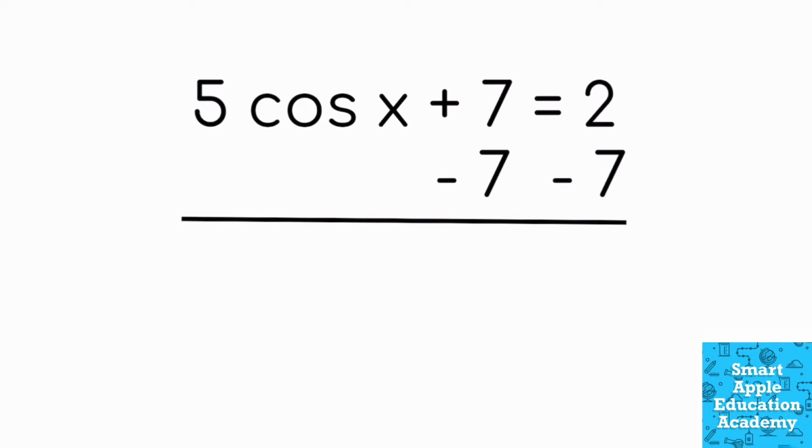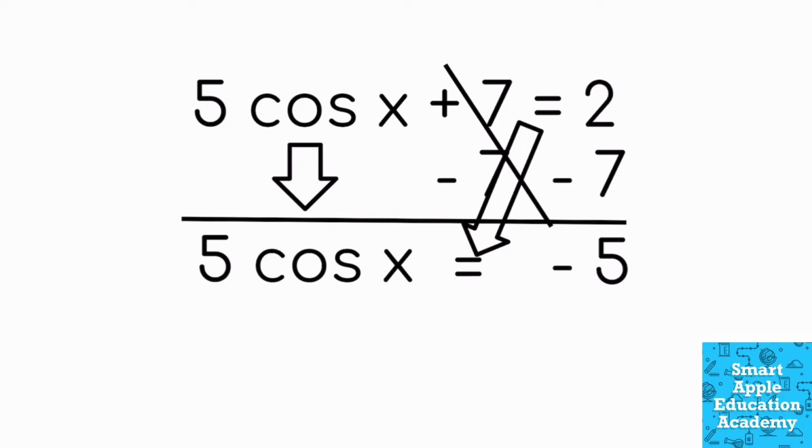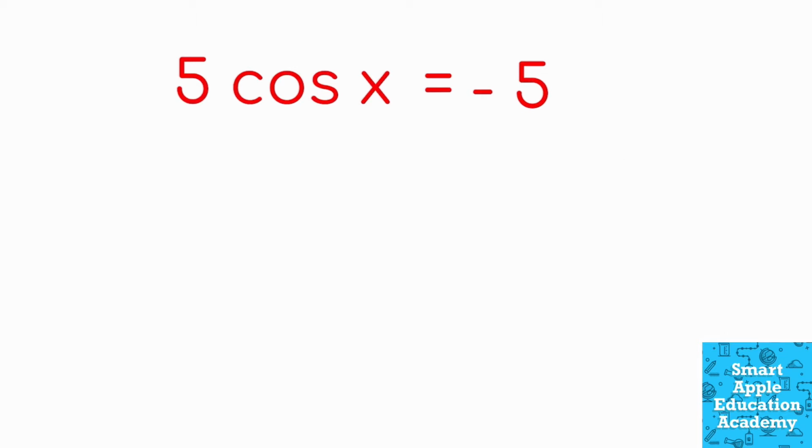As you can see, 7 is being subtracted from both sides. 7 minus 7 is 0, so we can just cross this part out. And 2 minus 7 is negative 5. So what about the 5 cosine x and the equal sign? Well, we can just bring them down. So now we have 5 cosine x equals negative 5. So now basically it's just rewritten at the top. So we have 5 cosine x equals negative 5.